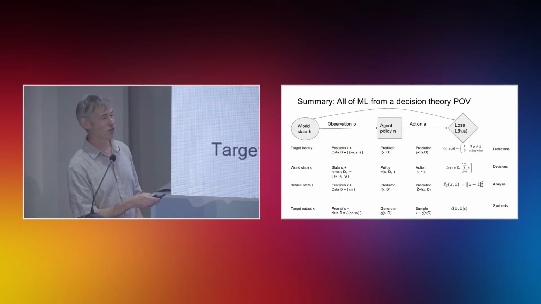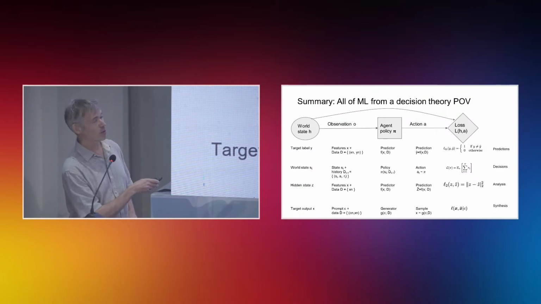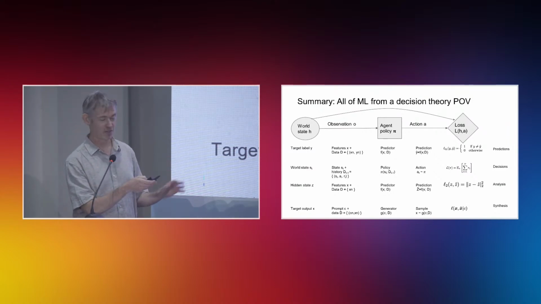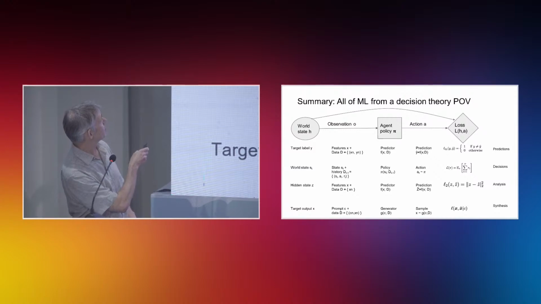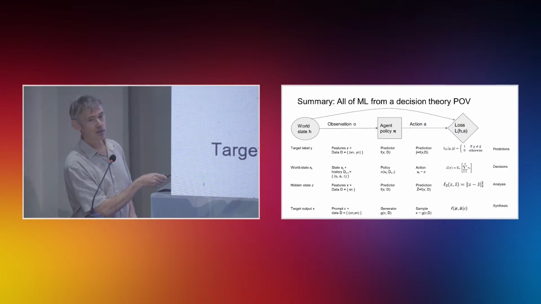These are the 4 pillars I talked about. So, as promised, they're all special cases of decision theory, where I'm changing the world state. So for prediction, the world state's the unknown label. The observation is the input and the training data. The policy is the predictor. The action is the predicted label. And the loss is like 0-1 loss or L2 loss or whatever.